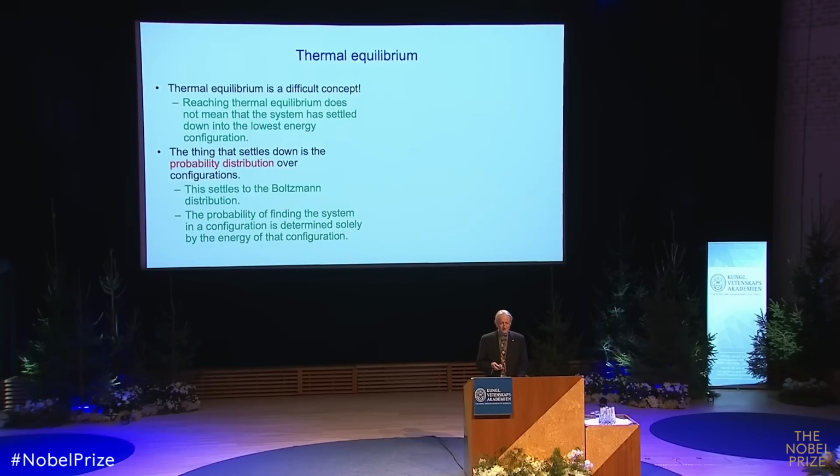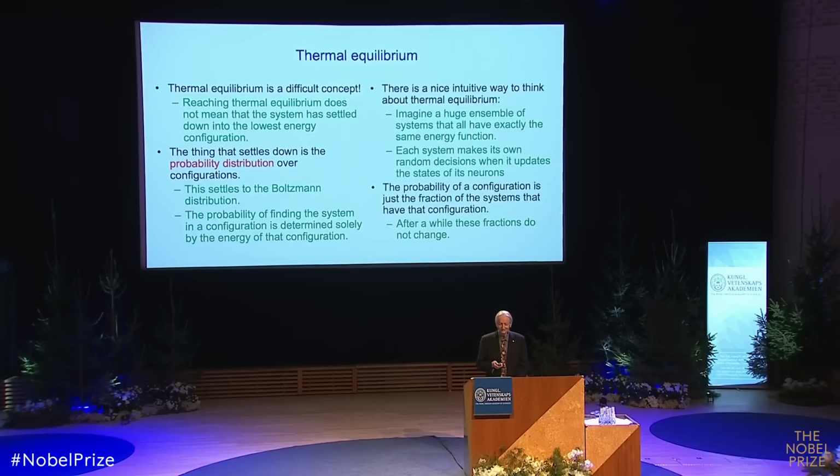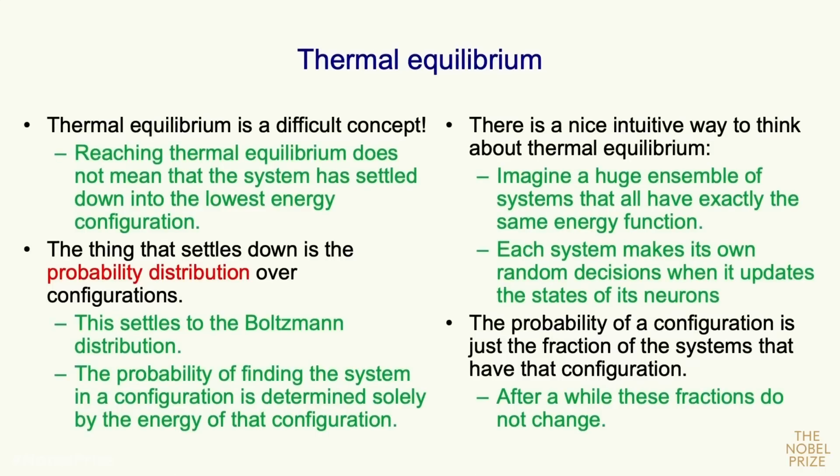Now, to think about thermal equilibrium, there's a trick physicists use, and it allows ordinary people to understand this concept, hopefully. You just imagine a very large ensemble, gazillions of them, of identical networks. You have these gazillion Hopfield networks. They all have exactly the same weights. So they're the same system, essentially. But you start them all off in different random states, and they all make their own independent random decisions.